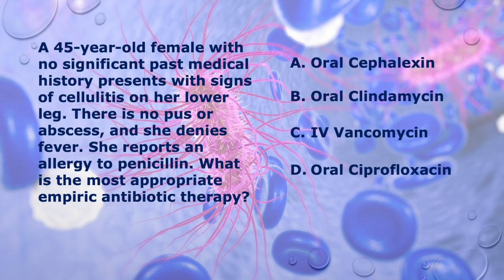Now, a 45-year-old female with no significant past medical history presents with signs of cellulitis on her lower leg. There is no pus or abscess. She denies fever. She reports an allergy to penicillin. What is the most appropriate empiric antibiotic therapy? A is oral cephalexin. B is oral clindamycin. C is IV vancomycin. And D is oral ciprofloxacin. Which one did you guys pick?